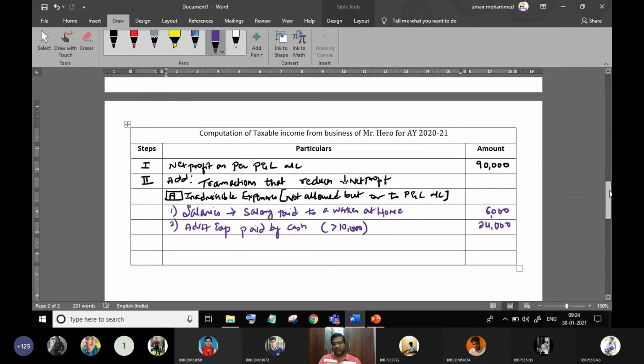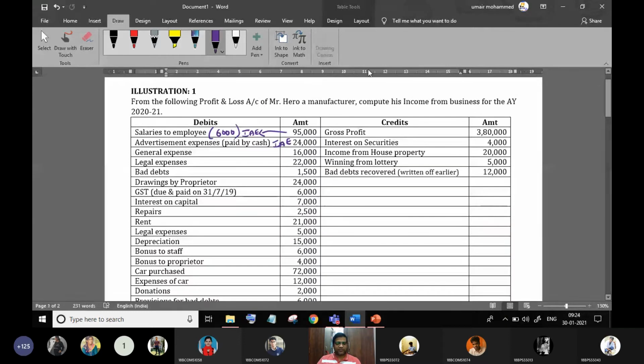Next, go to the other transactions. So we're done with this. General expense 16,000. Now, what do you mean by general expense? So there are many expenses of business. See, in the profit and loss account, you can't record each and every expense, right?